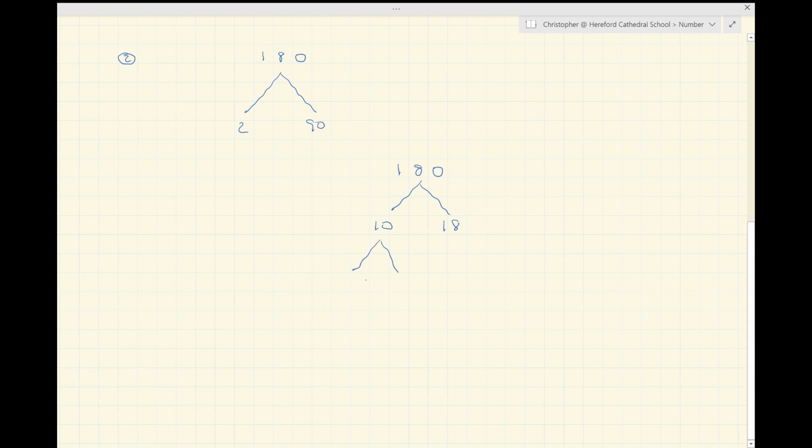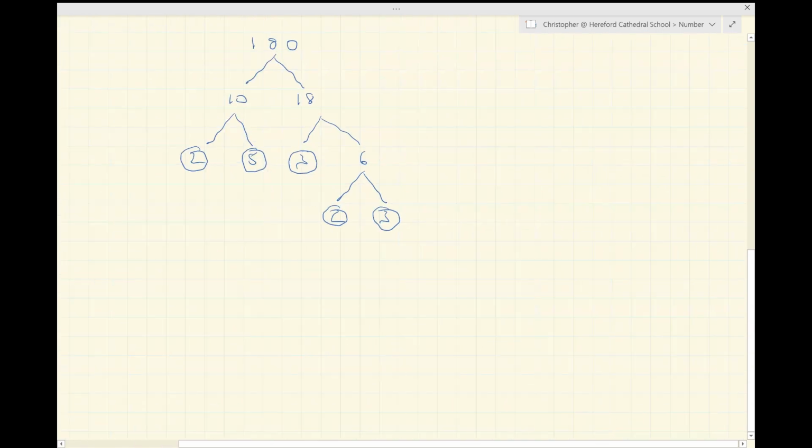I can split 10 again into 2 times 5. Now, 2 is a prime number, so I've finished with that one. 5 is a prime number, so I've finished with that one. Now, how could I split 18? Different ways, of course. I'm going to split it into 3 times 6. 3 is a prime, so I'll circle that. 6 isn't finished yet. It can change to 2 times 3. Now I've got what some of my students call cherries at the end of each of my branches because I've circled them, those prime numbers.